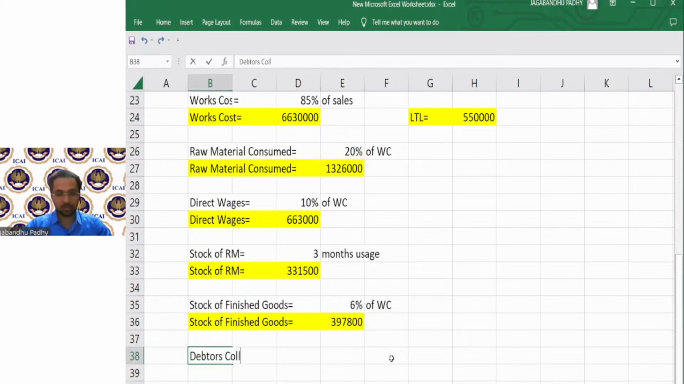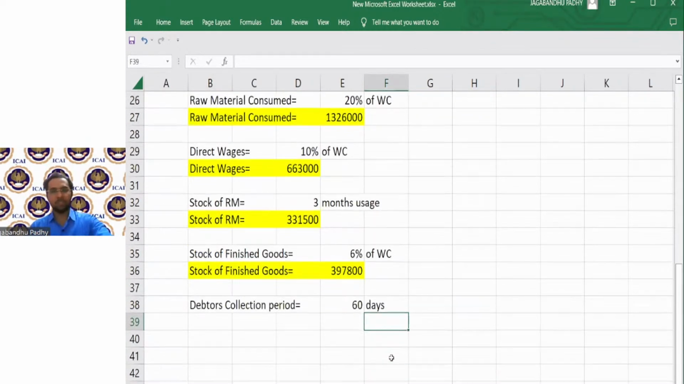So debtors collection period being 60 days. Now, debtors collection period being 60 days, how do we get this? We know it is the average debtors upon the debtors turnover. But simply, in the logic of stock of raw material, debtors collection period is 60 days means a total of 60 days sales remains in the form of debtors, correct?